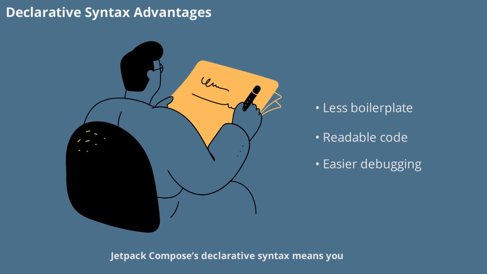Jetpack Compose's declarative syntax means you describe what the UI should look like, not how to build it. This approach reduces boilerplate code and makes your UI logic more readable and maintainable. Declarative code is also easier to test and debug, further speeding up development.